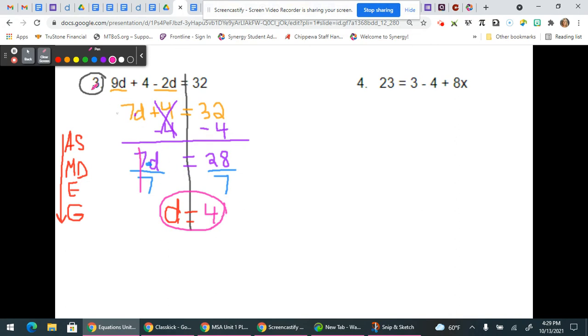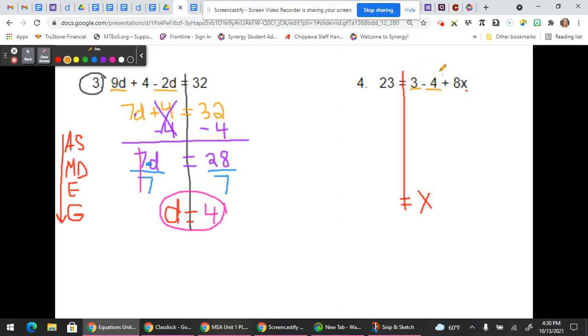On question 4, please come over to question 4. I'm going to find my equal sign, and I'm going to put my line in. Now, please notice that our variable over here is x. So this time my x is on the right-hand side. So when I'm solving, I'm going to have x equals, and this is going to go to the left because my variable x is on the right-hand side.